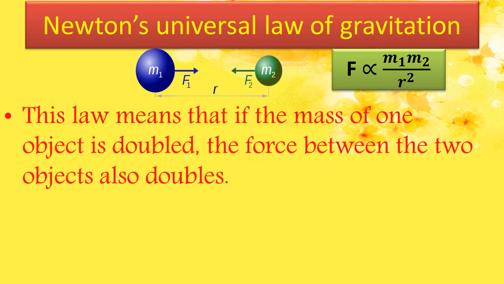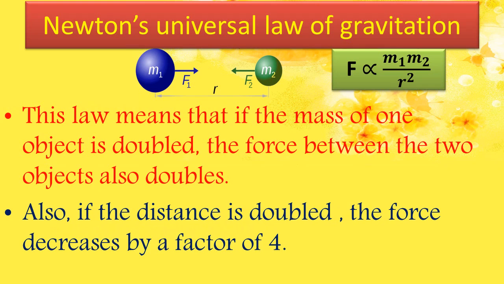But if the distance is doubled, the force decreases by a factor of 4. As we can see in the formula, F is inversely proportional to the square of the distance. So as the distance is doubled, the force decreases by a factor of 4. Like we can observe, r square is there, so if the distance is doubled, the distance is squared, so the force decreases by a factor of 4.